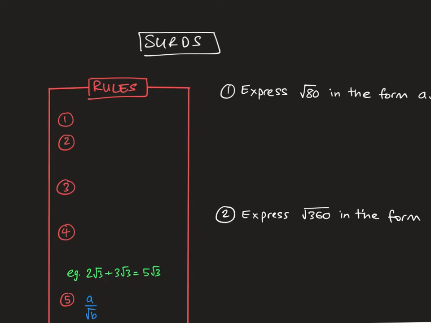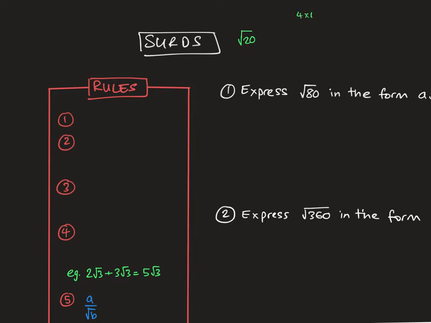In this session, I'm going to be looking at surds. Surds are a way of breaking down square roots into a form that's easier for us to calculate. For example, in the olden days before calculators, to work out the square root of 20, we would actually have to work it out manually.